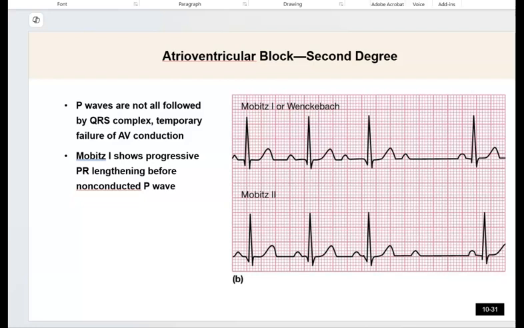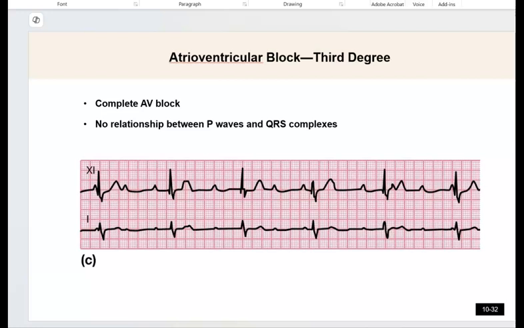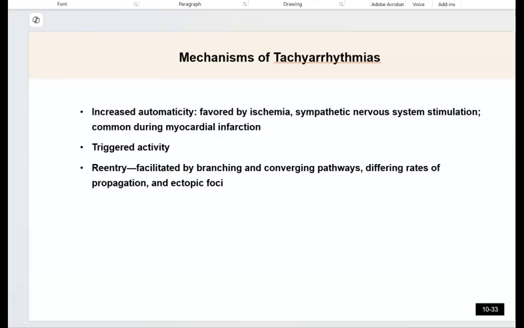Pretty straightforward. Then third degree, we've lost any complete association between the atria and the ventricle, typically a life-threatening bradycardia. So we talked a little bit about the tachyarrhythmia. Increased automaticity is favored by ischemia. The sympathetic nervous system can stimulate it. And it also happens during myocardial infarction because of disease to the tissues.